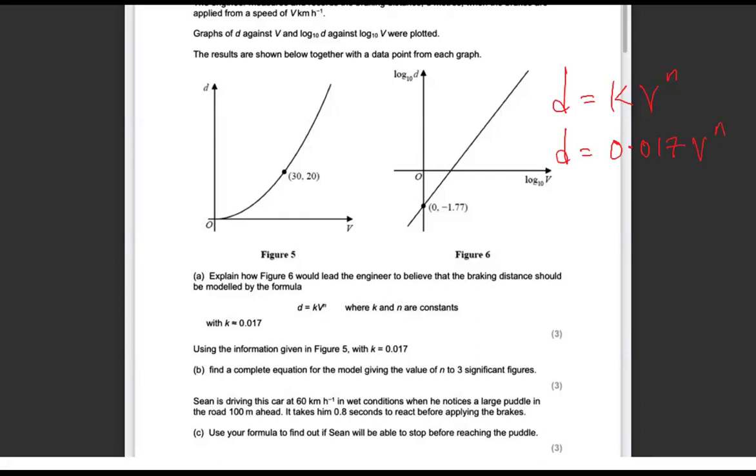You know that it passes through this point. This is V and this is D, so you can substitute it there. V is 30 and D is 20. So 20 equals 0.017 times 30 to the N. Then 30 to the N equals 20 divided by 0.017.